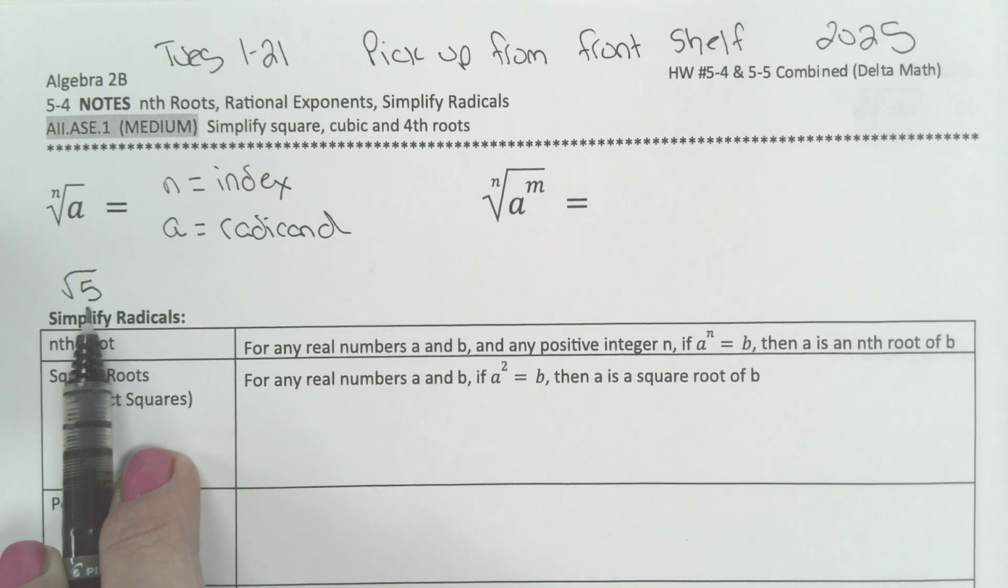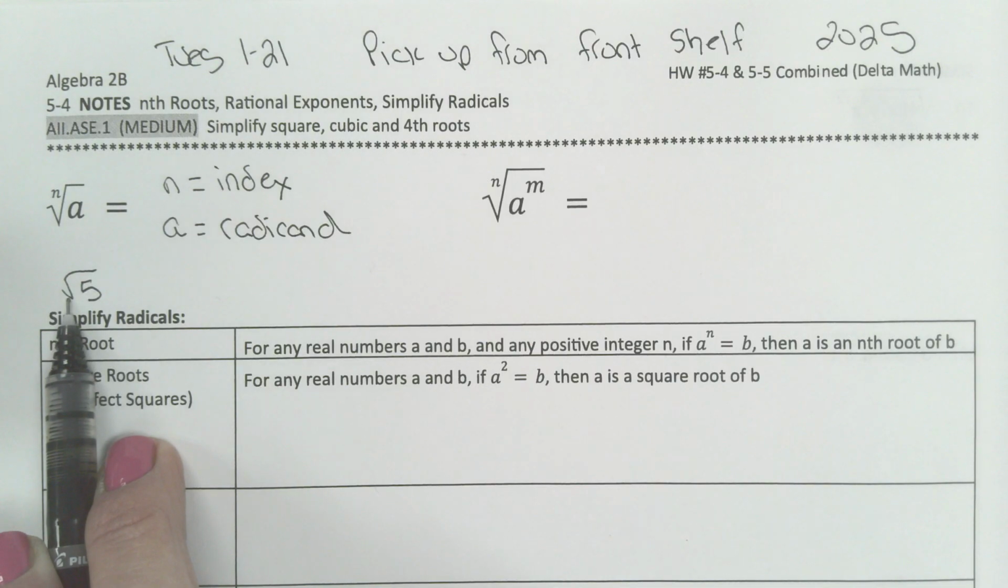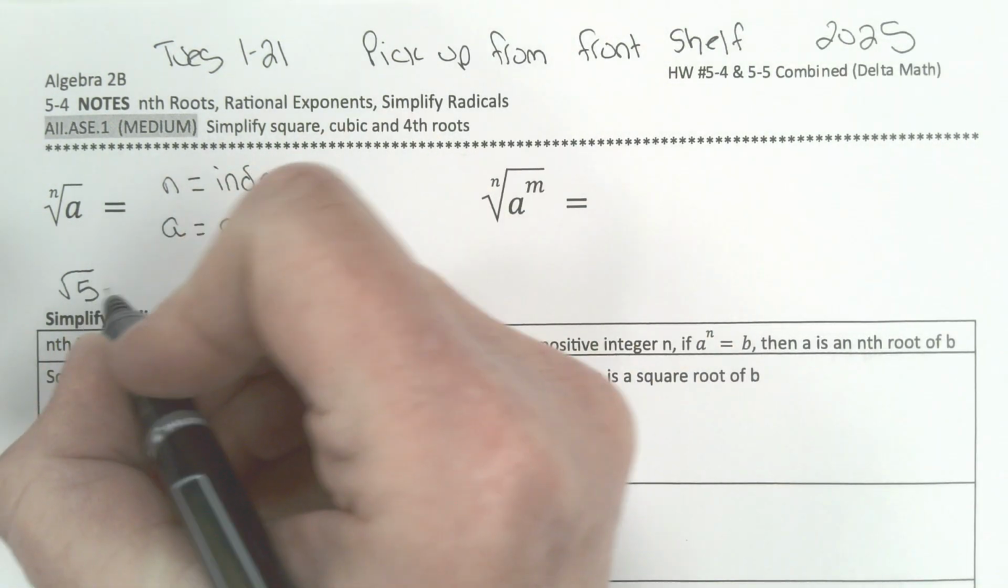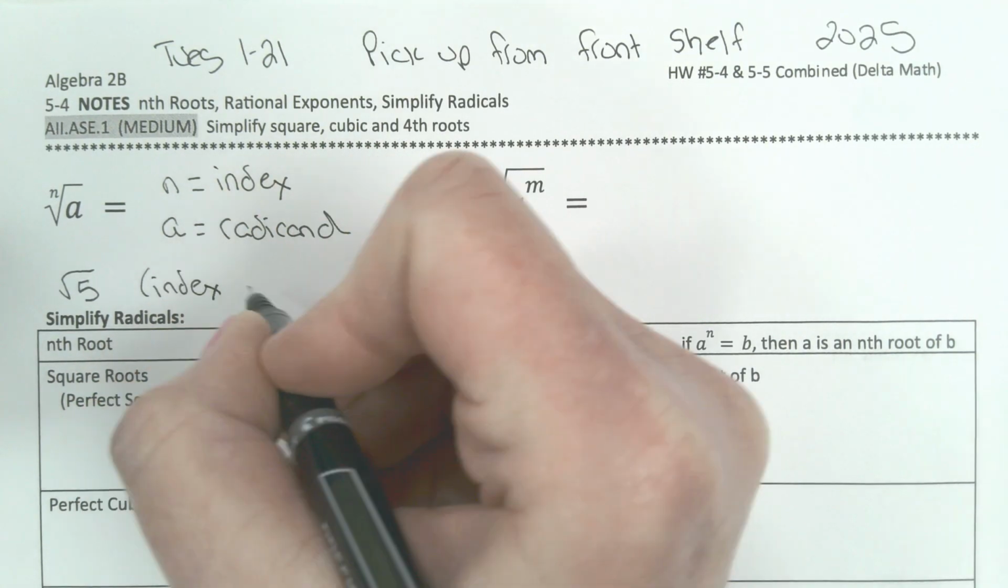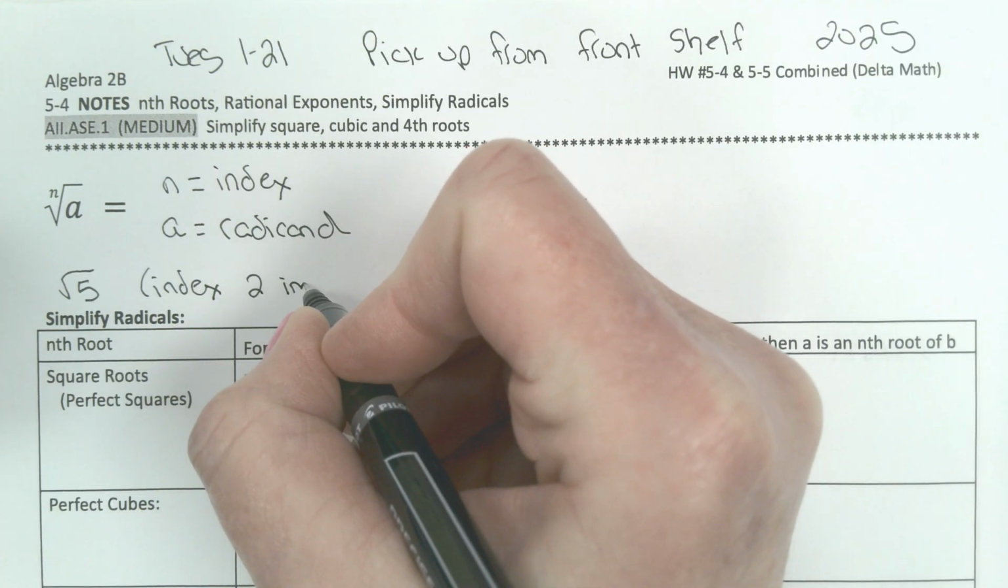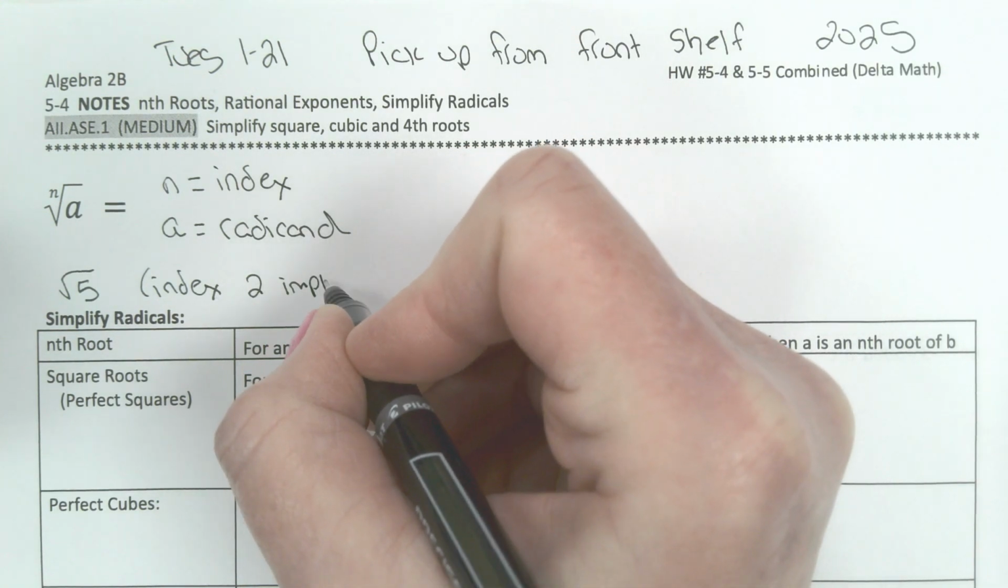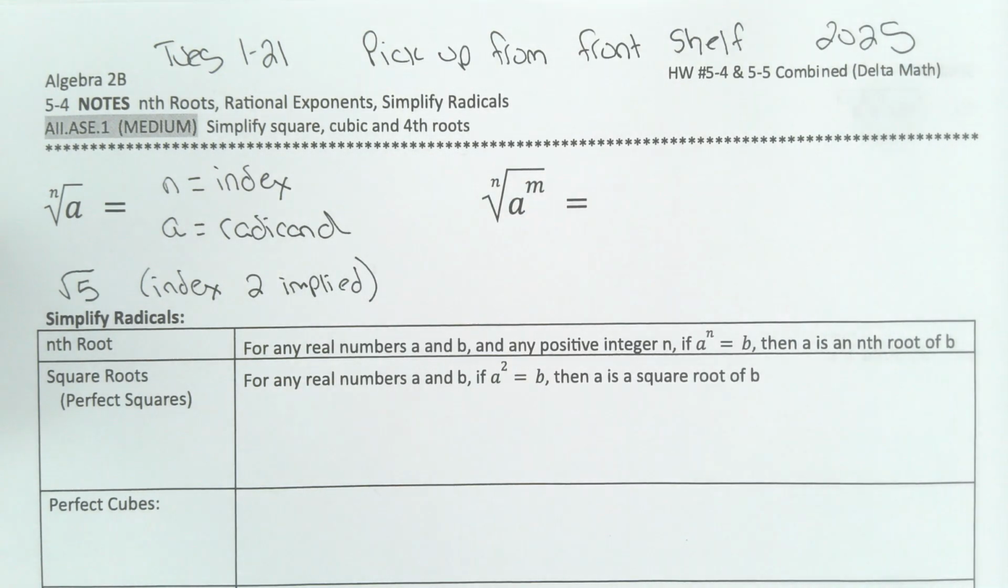Okay, so she said the word square. When you say the word square, what index are you implying that is here then? 2. If there is nothing here, that means an index of 2 is implied. There we go.